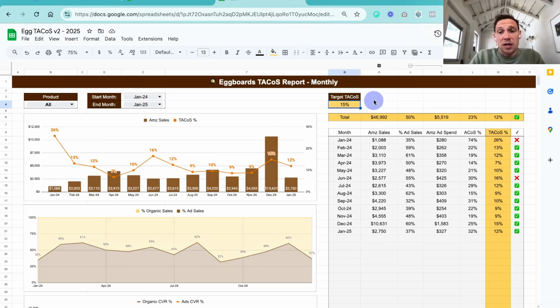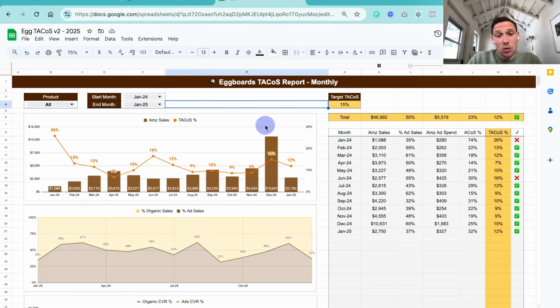This is also great because I have a target TACOS, which is how much I plan to spend throughout my year in advertising. So if I spend more than this, my net profit at the end of the year is going to be less. If you spend less than this, yes, I'm going to have a higher net profit, but the more I spend in advertising, the more I have a chance to grow my brand and grow the overall business. So this is my target, and this shows if each month we hit our target or not. In this case, we did hit it in January. Again, this is overall for all my products.